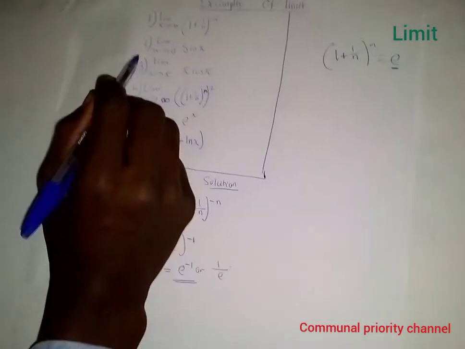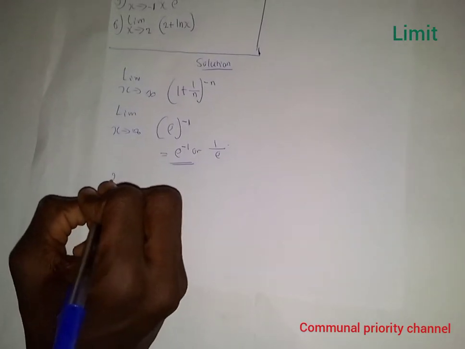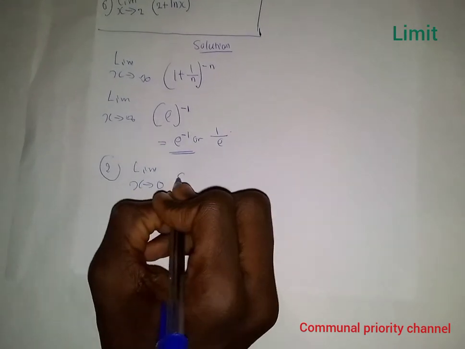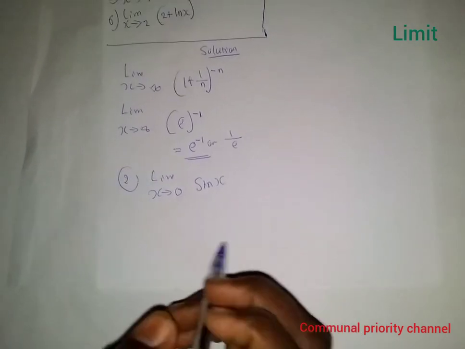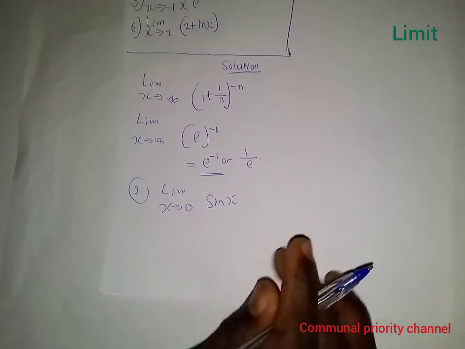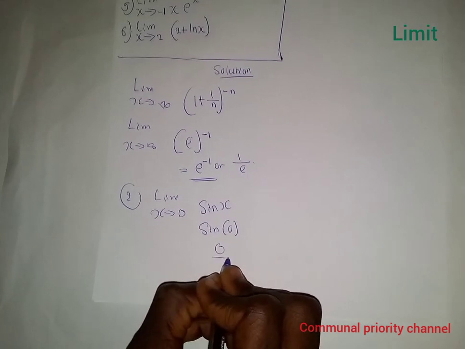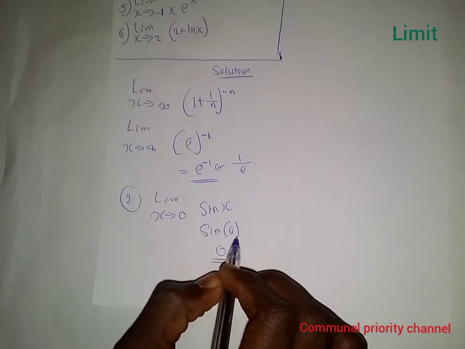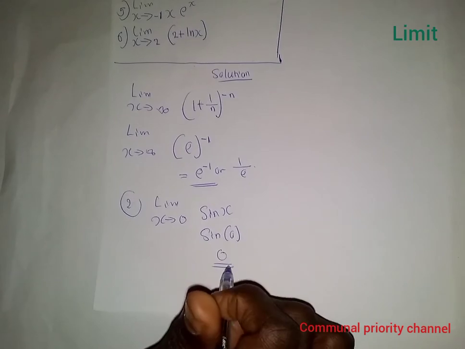So we are moving to question number 2, which says limit as x approaches 0 of sine x. This is something that is straightforward. In this question, we will not bother ourselves with searching for our sine value or converting anything. We'll just substitute our value directly. So we'll have sine of 0, which is equal to 0. Any way we follow, since our x is 0, immediately we substitute our value, our final answer will be 0.